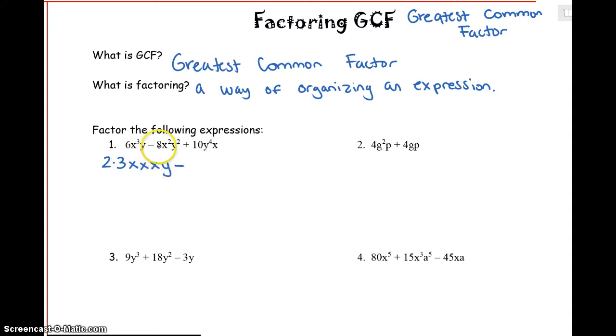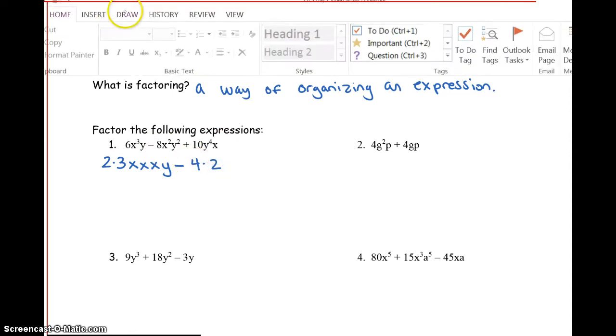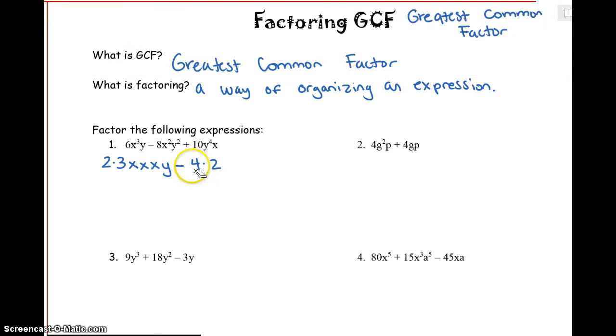Minus, I'm going to break down the 8. Well, I know it's 4 times 2. But I also know that 4 can be broken down more to 2 times 2. So 2 times 2 is 4, times 2 is 8. X squared, y squared, that's 2 x's, 2 y's. Plus, break down the 10, so it's 5 times 2. And there's 4 y's and 1 x.